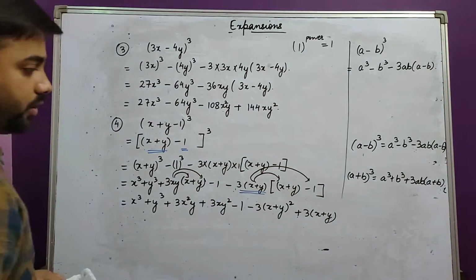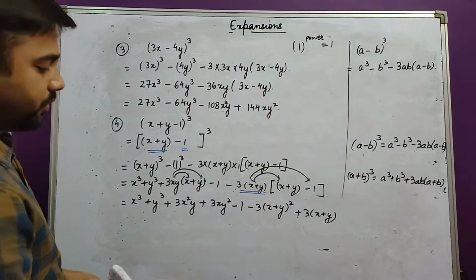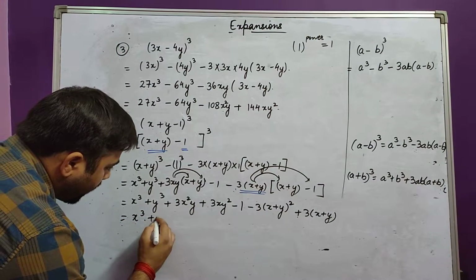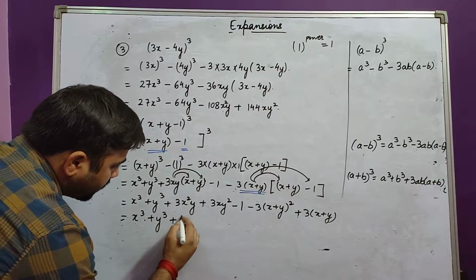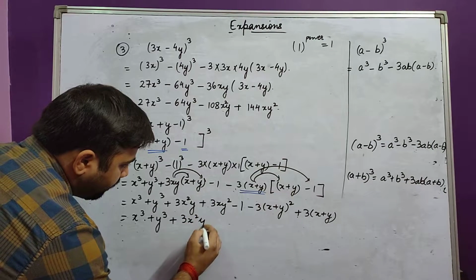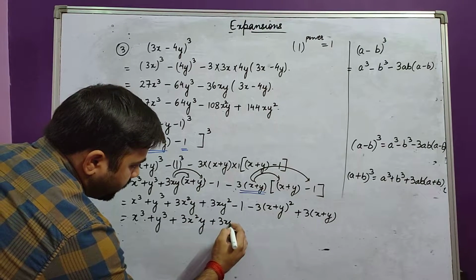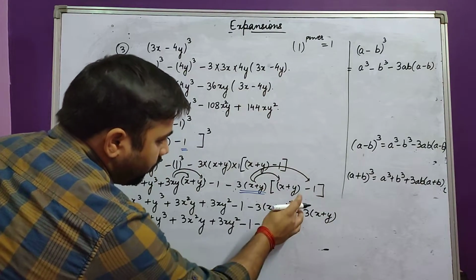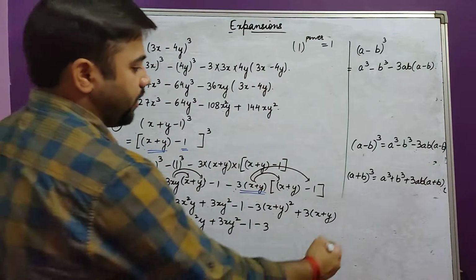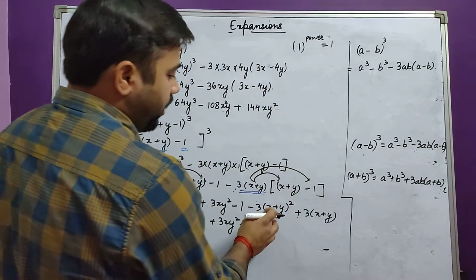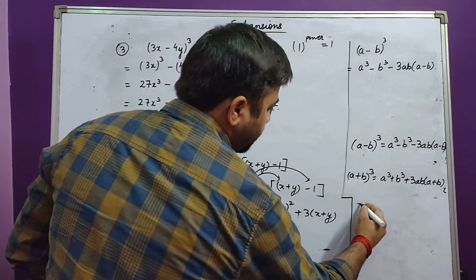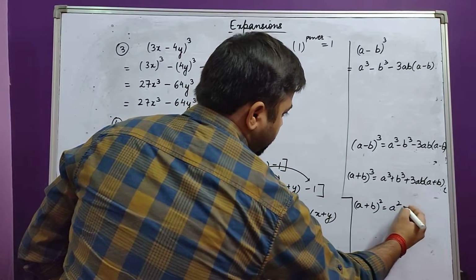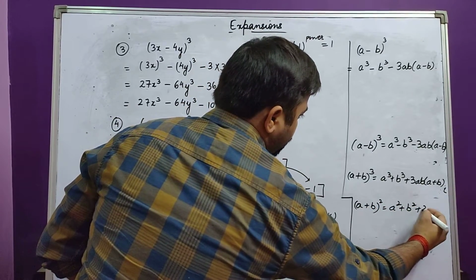We are going to solve it further till we get the answer. x cube plus y cube plus 3x square y plus 3xy square minus 1 minus 3. Okay, there's again expansion over here. We have to do x plus y whole square, that is a plus b whole square, that is a square plus b square plus 2ab.